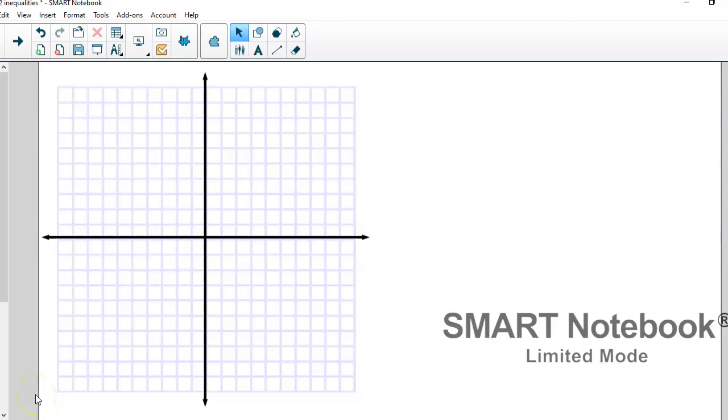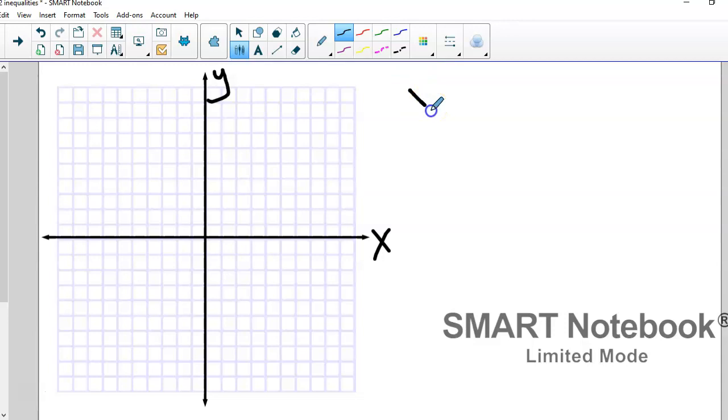Hey guys, after last week's pumpkin carving activity, I felt like we needed to review plotting points on the coordinate plane a little bit more. So here's our coordinate plane. We have our x-axis here and our y-axis here, and we can plot points on the coordinate plane using a function table set up like this.